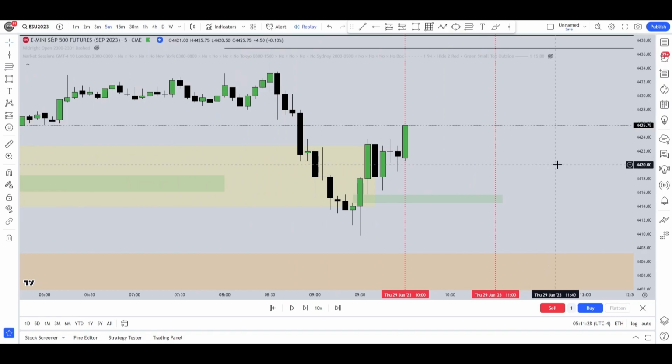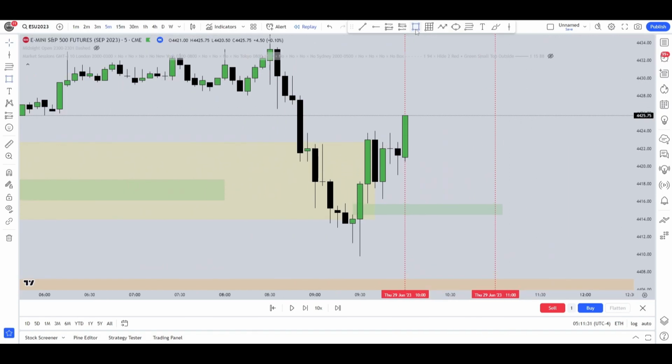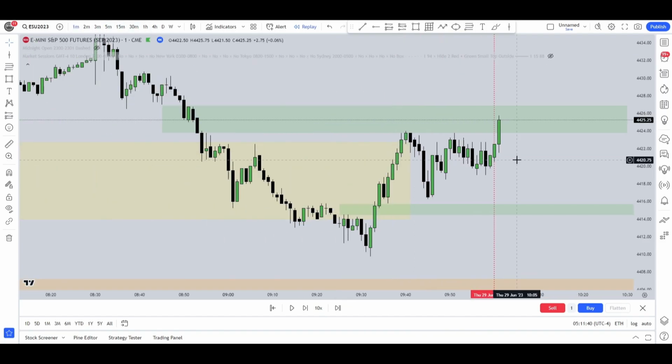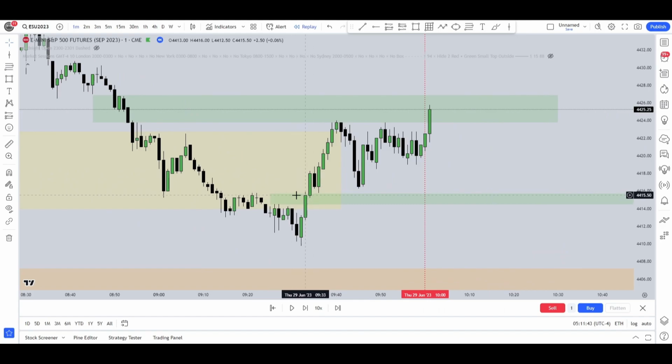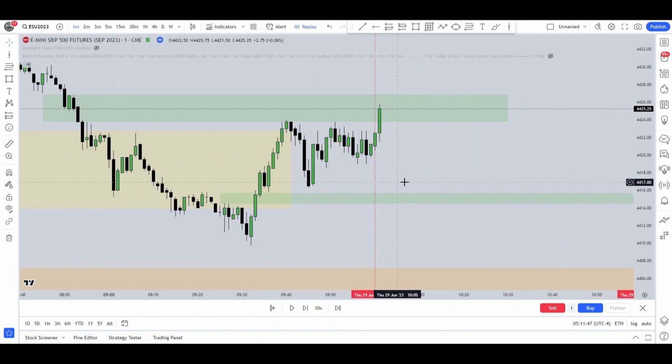You could also look for the shorts right here, because we now fill this fair value gap out here. And if the market does a market structure shift, then you can also look for an entry on the fair value gap to the short side. But my bias was long, so I wanted to take this trade over a short. Let's see what it has.